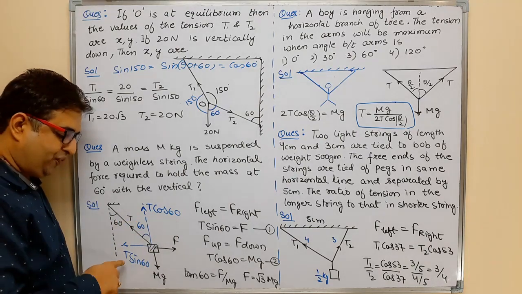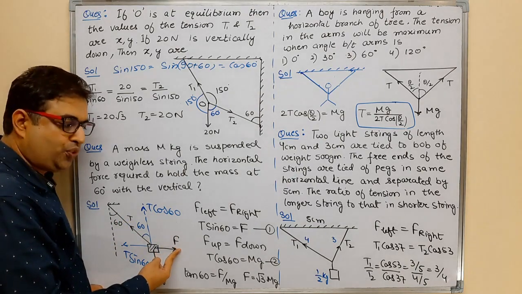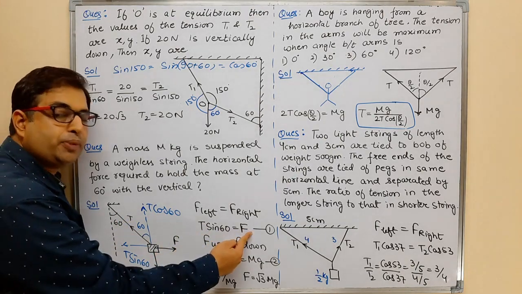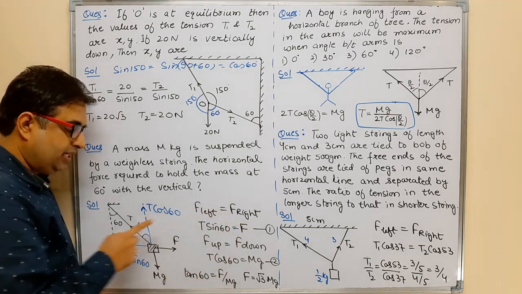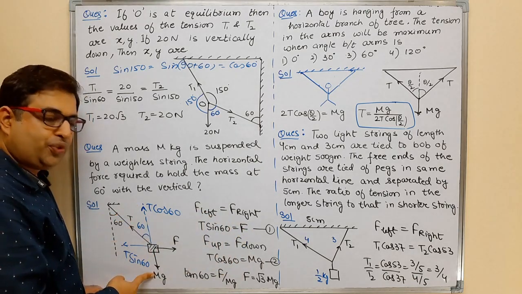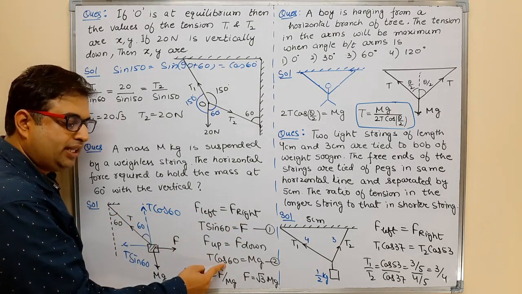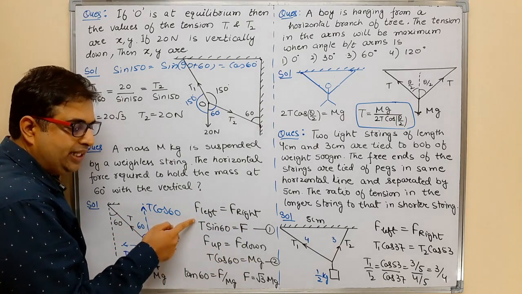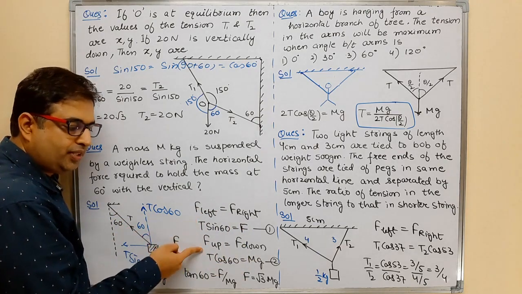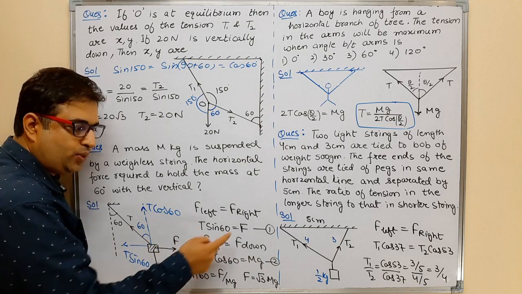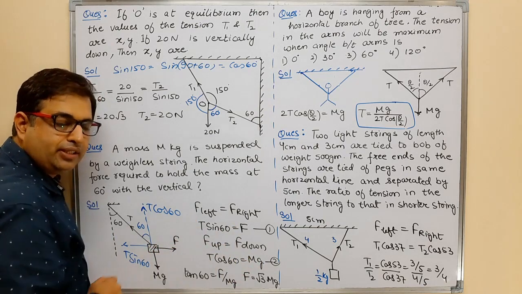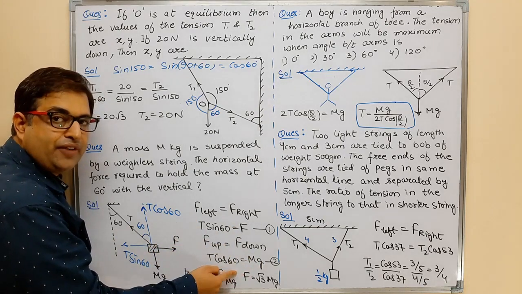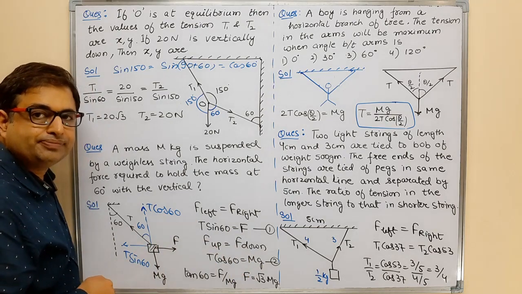So left side force should be equal to right side force. So T sin 60 should be equal to F. Upward force should balance downward force. So T cos 60 is equal to mg. Divide these two equations. You will get tan 60 is equal to F divided by mg. When you solve it, you will get F is equal to root 3 mg.